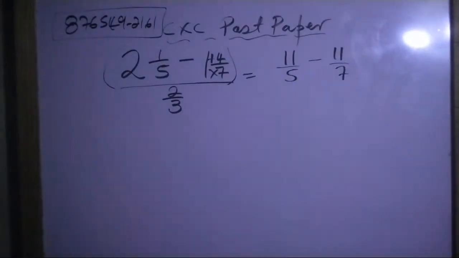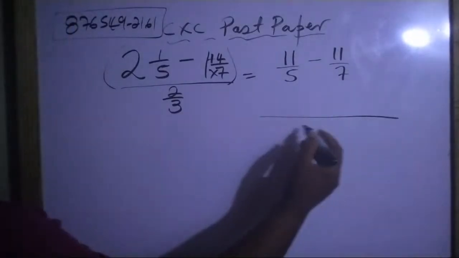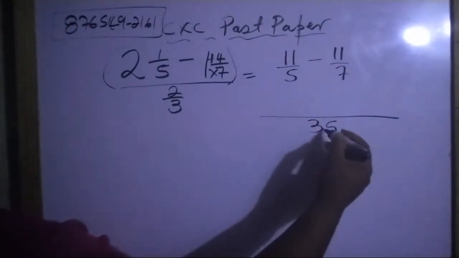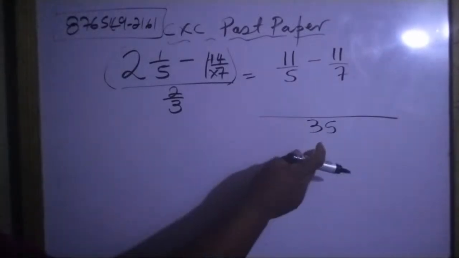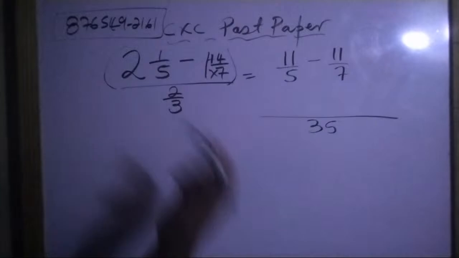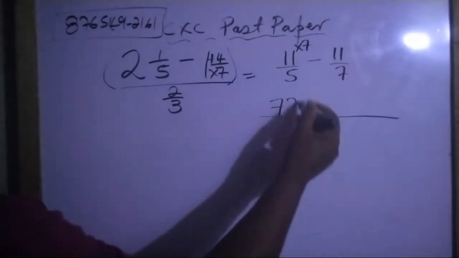So, guys, how you come like say? Alright. So we find our LCM, which will be 35. That's the lowest number both of them can go into without a remainder. 5 into 35, that's 7 times. So we multiply it by the numerator. So 11 times 7, that's 77.